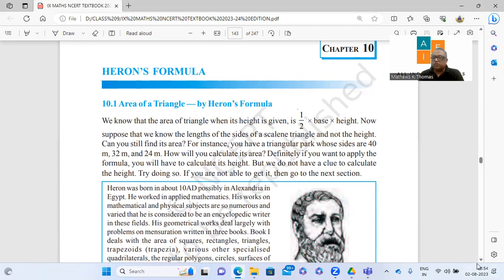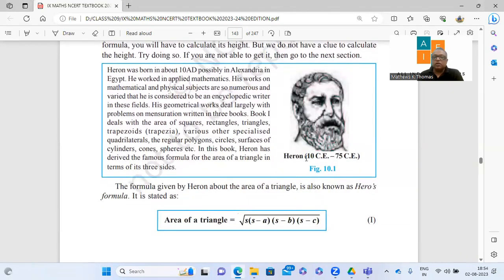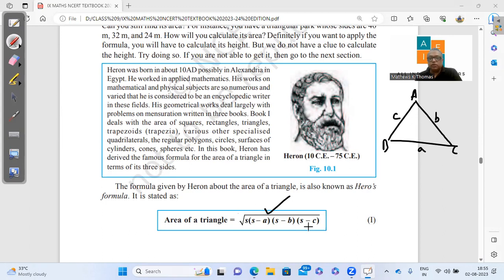So Heron's formula is basically a formula by which we can find out the area of a triangle when its three sides are given. So the sides of a triangle are represented by A, B, and C, right? If you are having a triangle with sides A, B, and C, suppose this is a random triangle, okay? And we are assuming the length of the sides of this triangle as A, B, and C. Then we have to use this formula root S, S minus A, S minus B, S minus C.